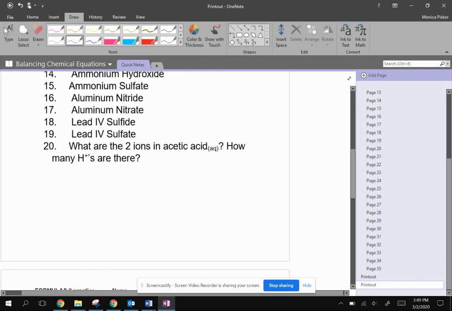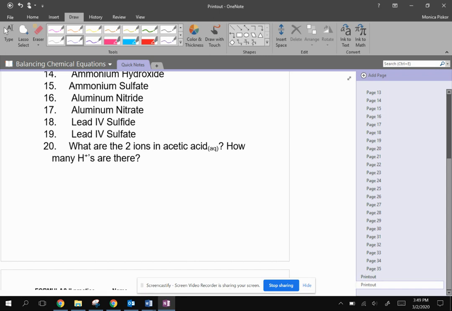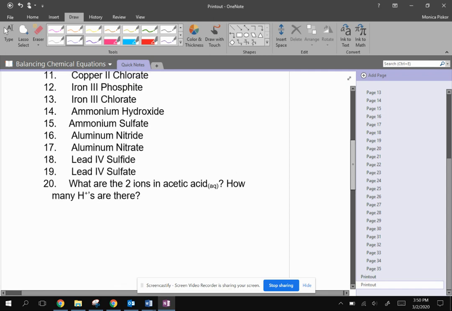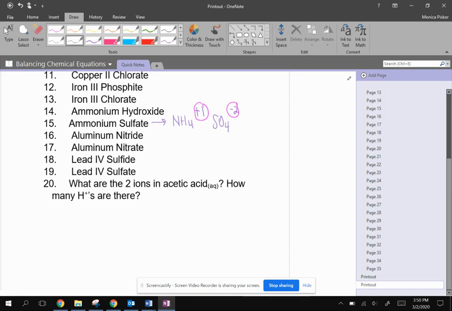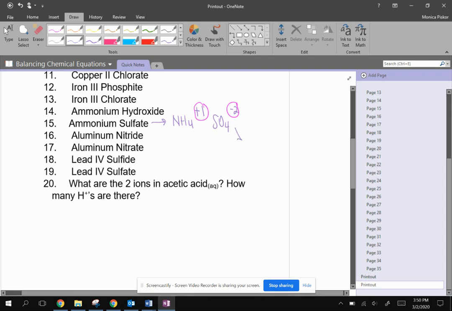Sometimes you will have some that look just absolutely heinous, but they're really not that bad. So you can have ammonium sulfate. Ammonium is one of our positively charged polyatomic ions, and it has a +1 charge. Sulfate has a -2 charge. This +1 does not cancel out that -2. So what we're going to do is we'll crisscross the charges to create our formula.